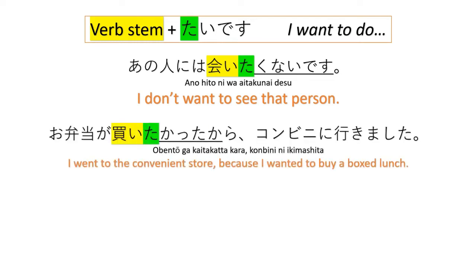Obento ga kaitakatta kara konbini ni ikimashita. I went to the convenience store because I wanted to buy a boxed lunch. Obento, boxed lunch. So as you can see here, kaitakatta is in the past tense. So, wanted to buy.